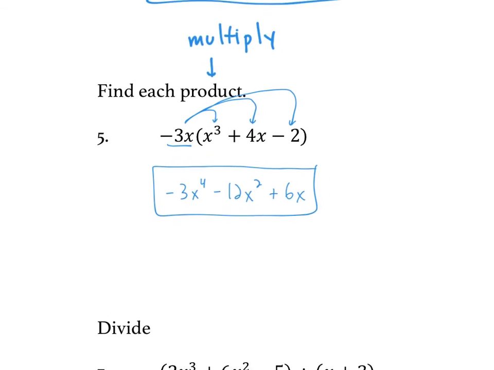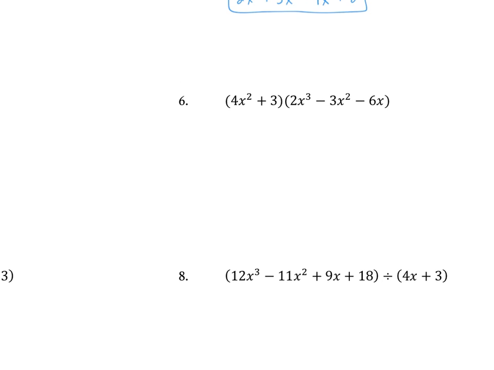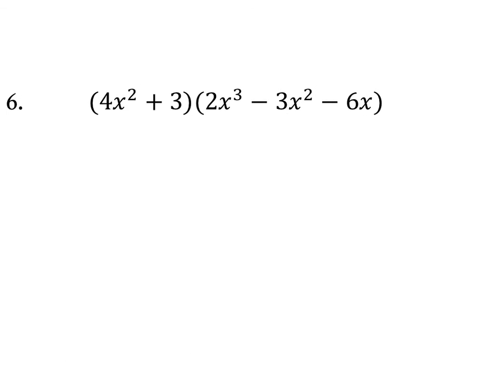Okay, and then when you distribute, you never have to combine like terms. Okay, this one will probably have to combine like terms. Okay, so this is foiling.